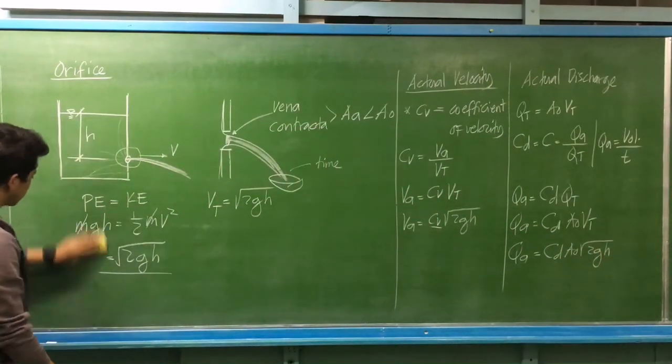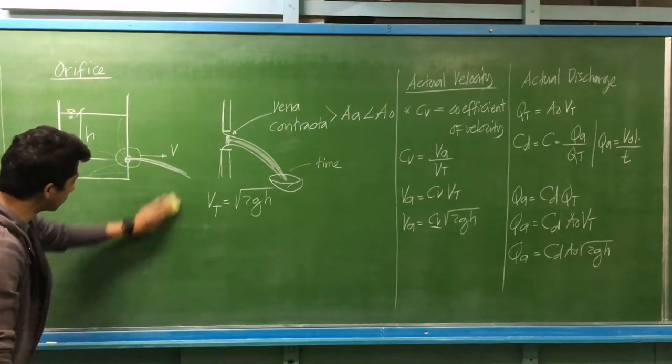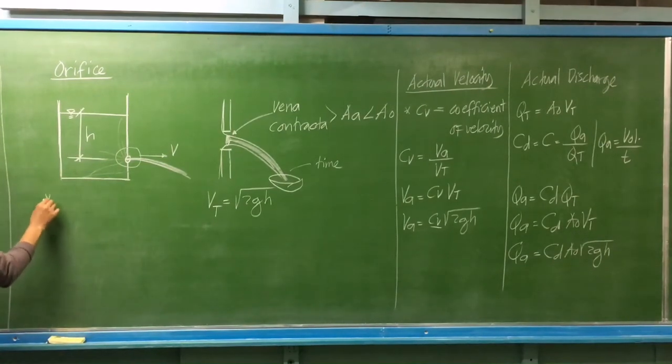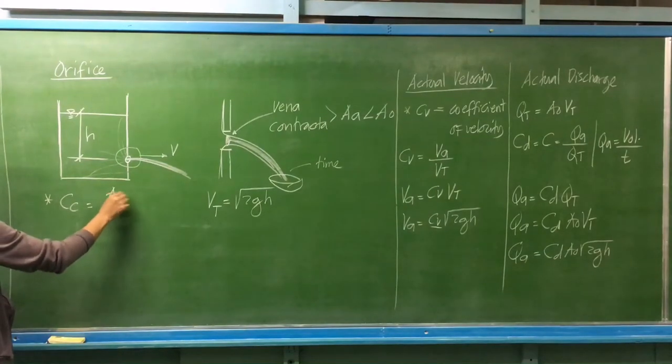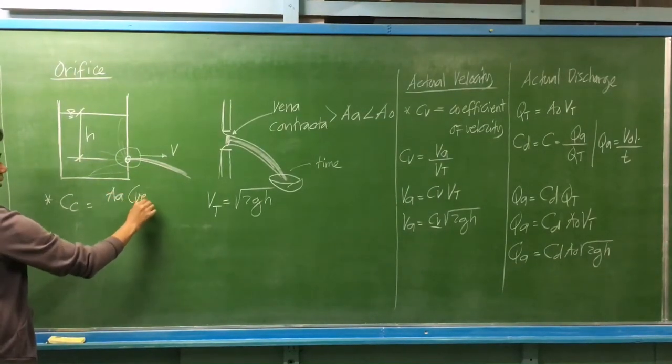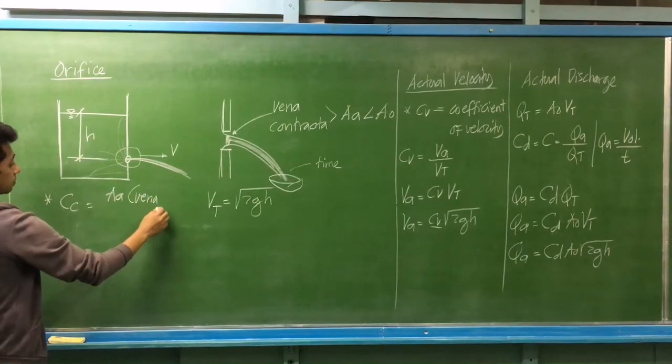And lastly, yung last coefficient natin is the coefficient of contraction. Coefficient of contraction is equal to the area actual, which is the area of the vena contracta.